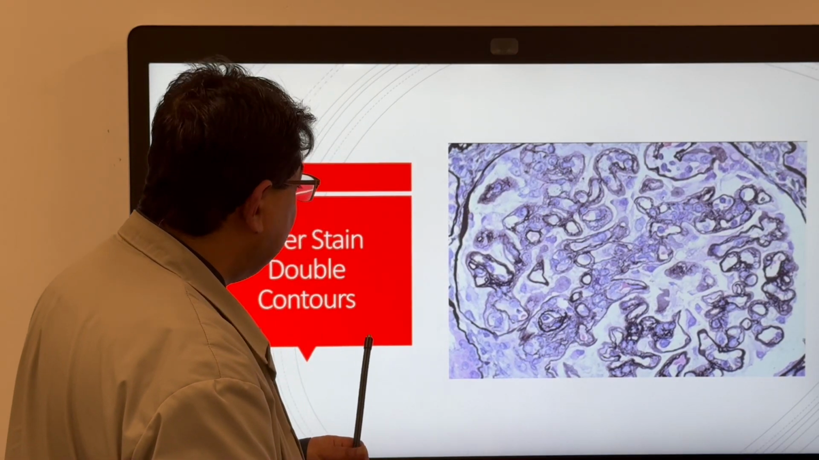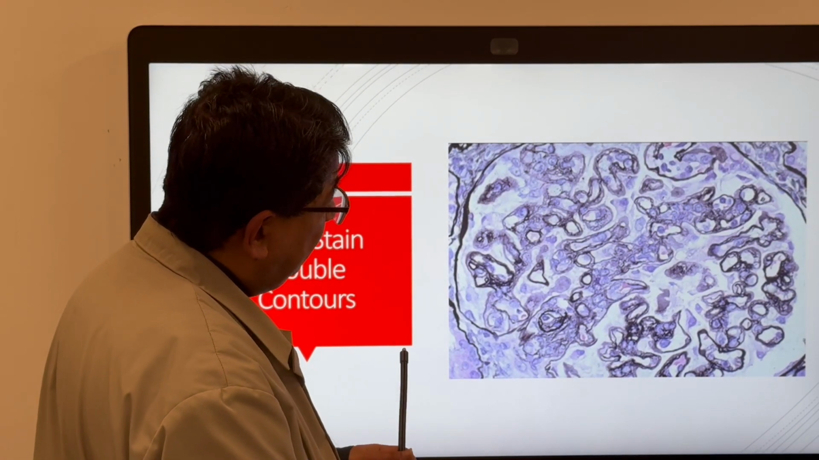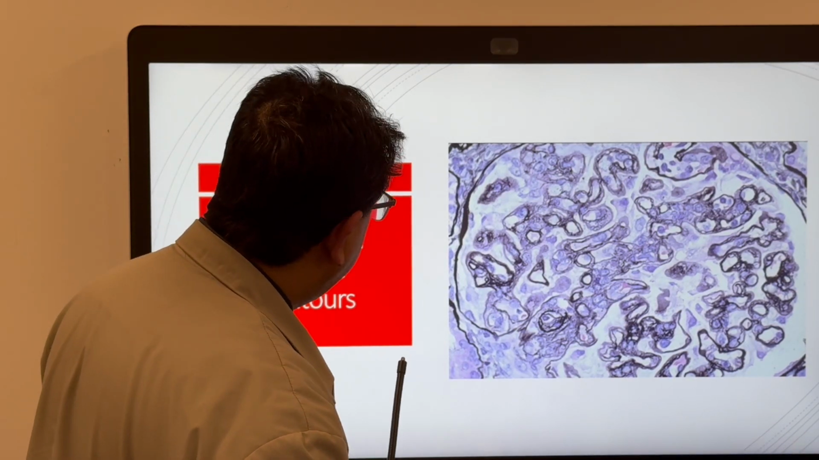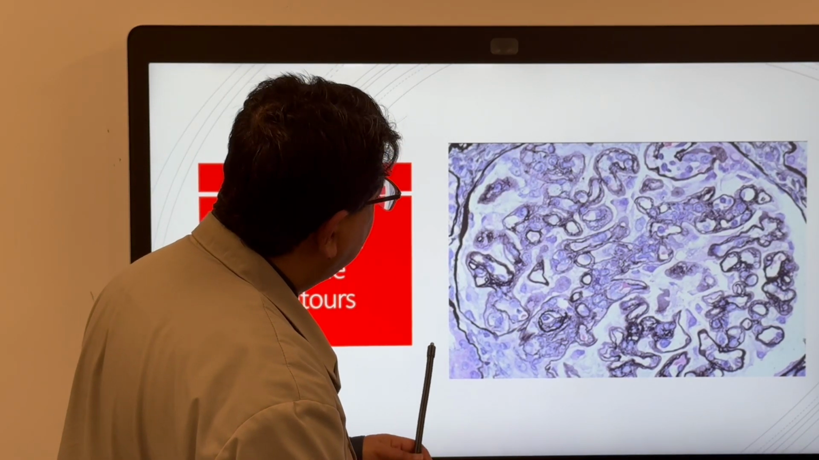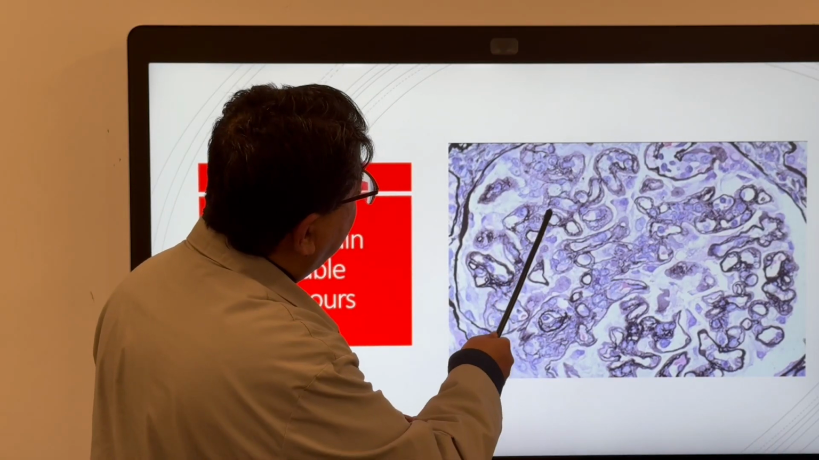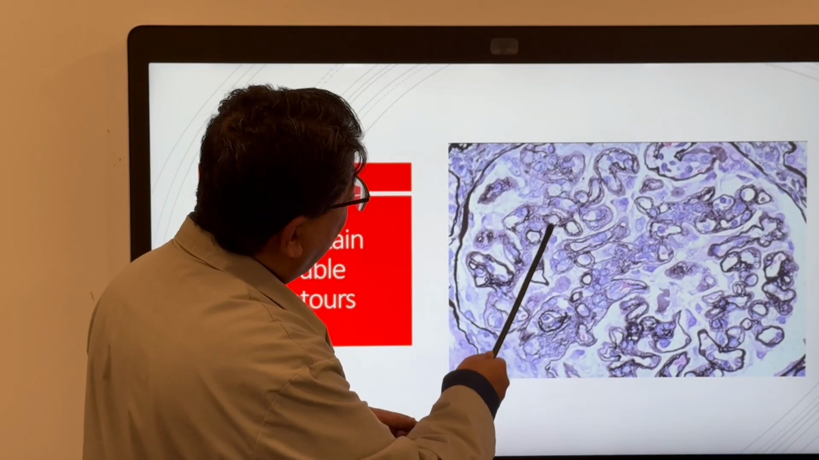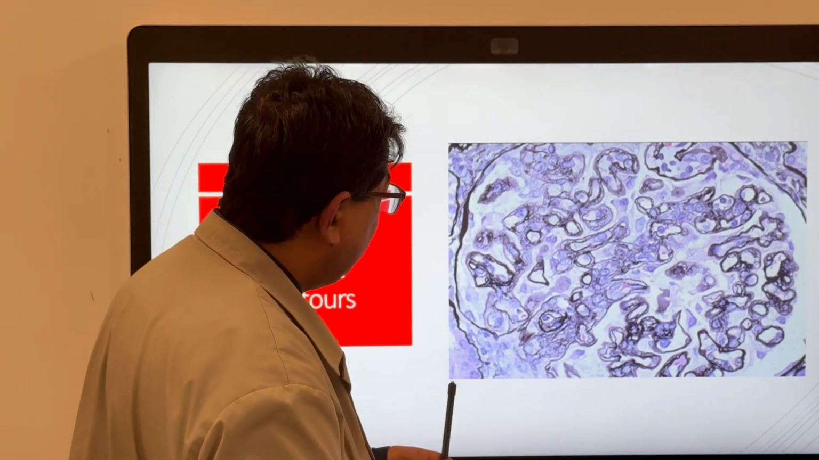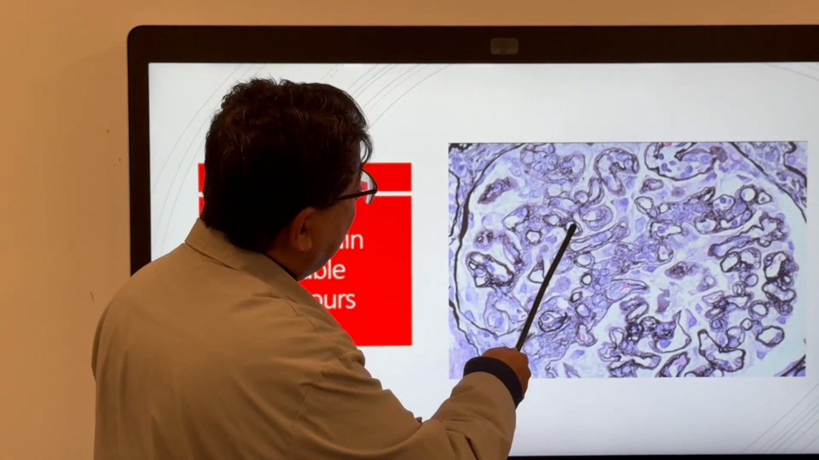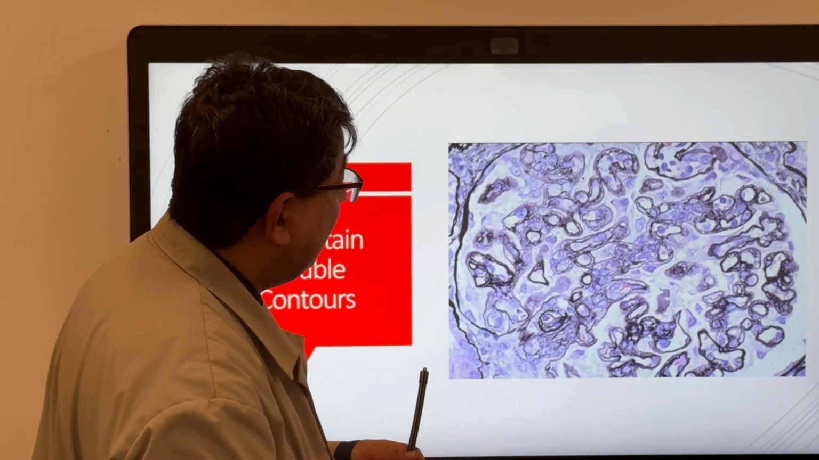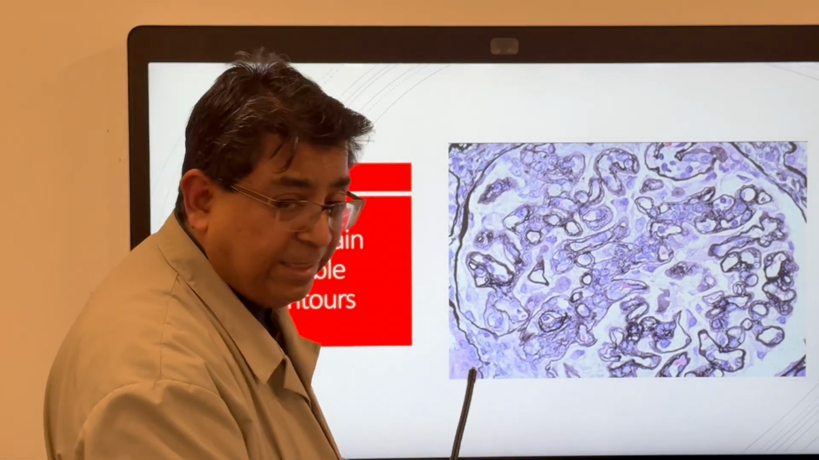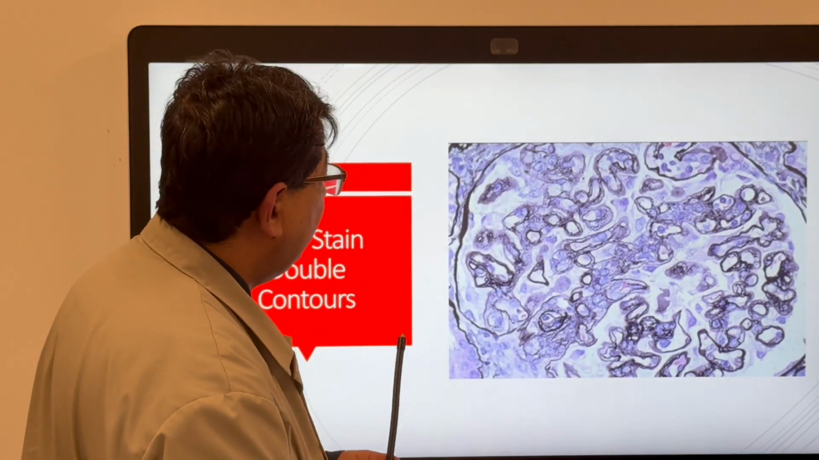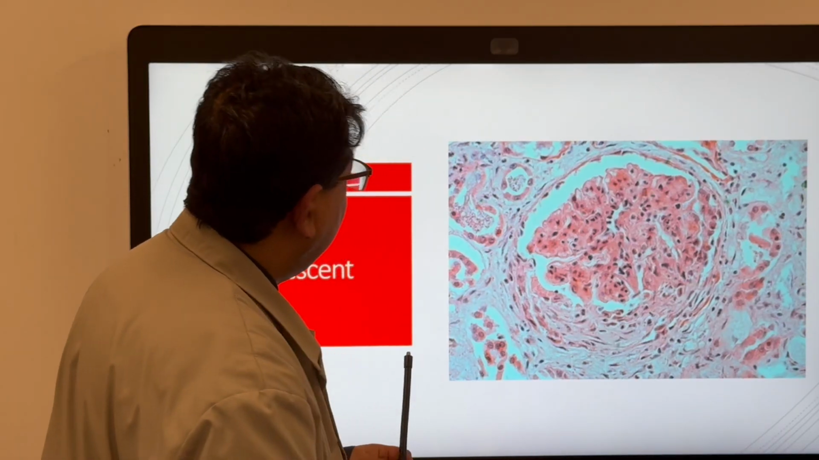This is a silver stain, a very nice way to look at the basement membranes. And here you can see tram tracks, so you can see basically what looks like tram tracks as a train would travel on a tram track. And this is because the original basement membrane is damaged, so the cell makes a second glomerular basement membrane, and you see the tram tracking appearance.